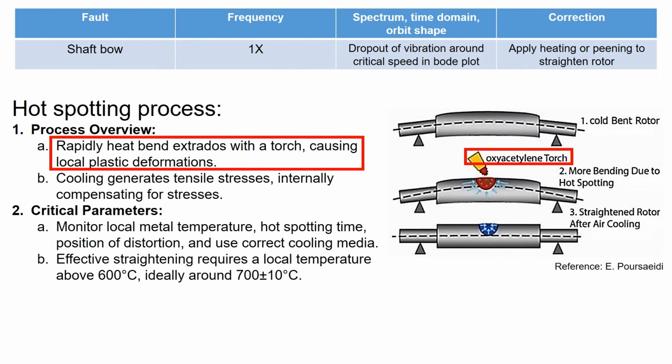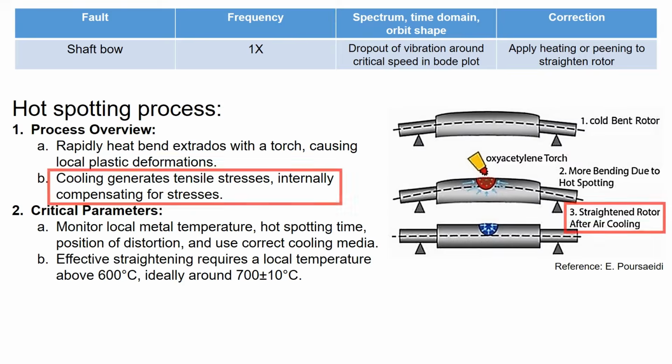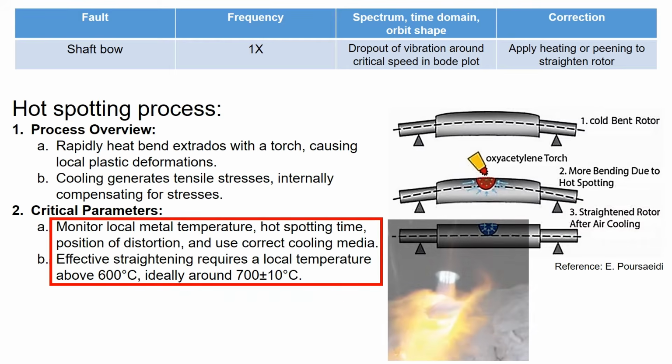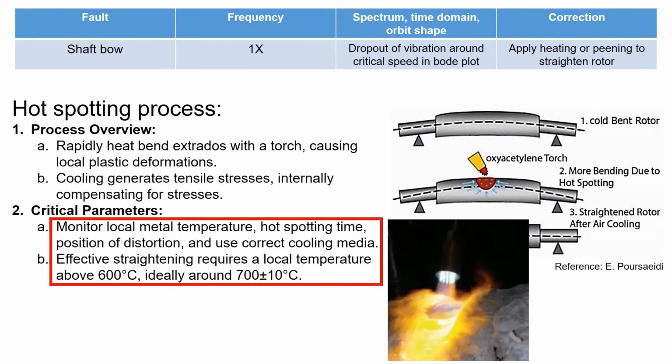In the hot spotting stage, rapid heat is applied by torch, causing local plastic deformation. And cooling generates tensile stresses, internally compensating for stresses. It is important to note that effective straightening requires a local temperature above 600 degrees Celsius, ideally around 700 plus or minus 10 degrees Celsius.